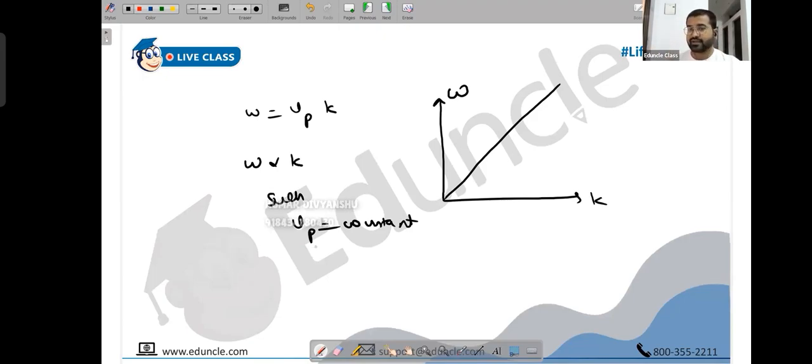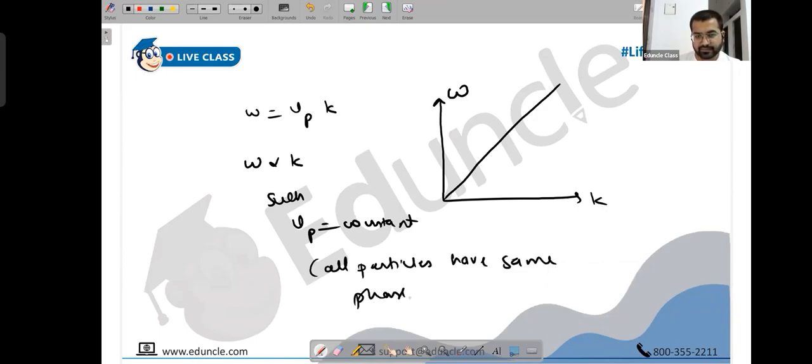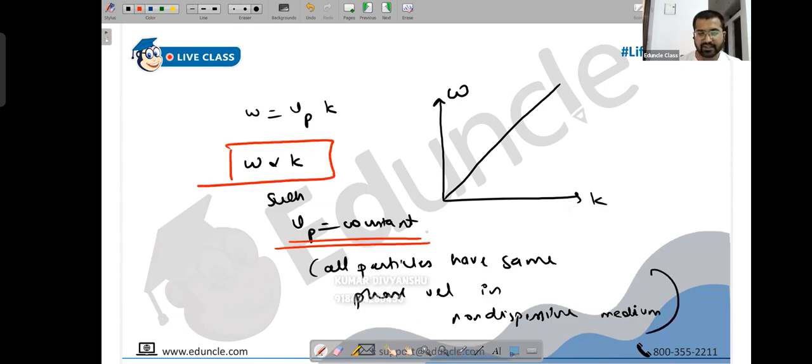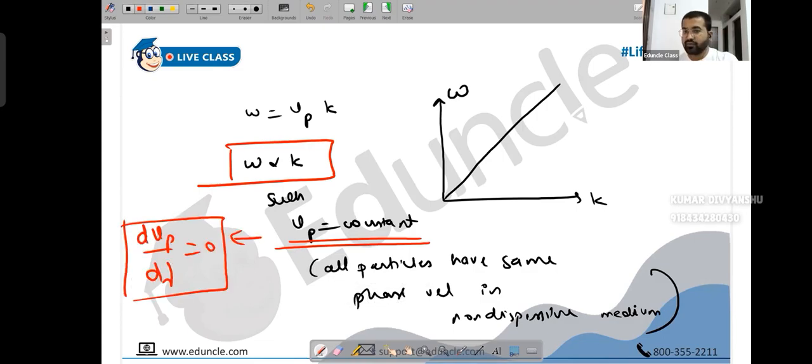Okay? So, phase velocity that we attach to individual electrons is constant for each of them in a non-dispersive medium. In a non-dispersive medium, all of them have same phase velocity. People, all particles have same phase velocity. So the crux right now we need to remember is in non-dispersive, omega is proportional to k, such that Vp is constant, and because Vp is constant, derivative of Vp with respect to lambda becomes 0. This is basically the summary right now, as of now, for non-dispersive medium.